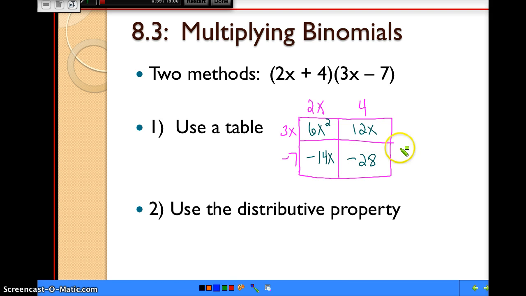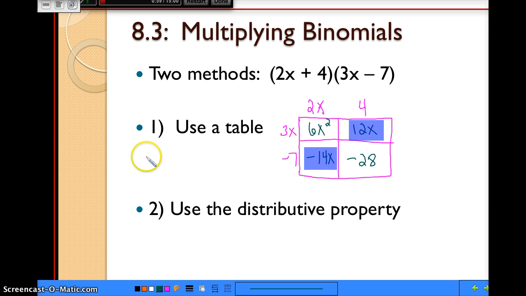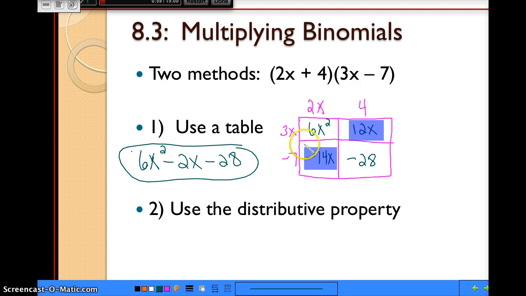Now go ahead and observe the fact that out of the 4 areas that make up the smaller rectangles, the 12x and the negative 14x are like terms. So therefore, the product of it is 6x squared. You're going to add up all of your little rectangles to get the total. 6x squared is by itself, and we have 12x minus 14x, or plus a negative, would be negative 2x, and then minus 28. So if you were to multiply these two binomials using a table, or either method, you're going to end up with this solution.